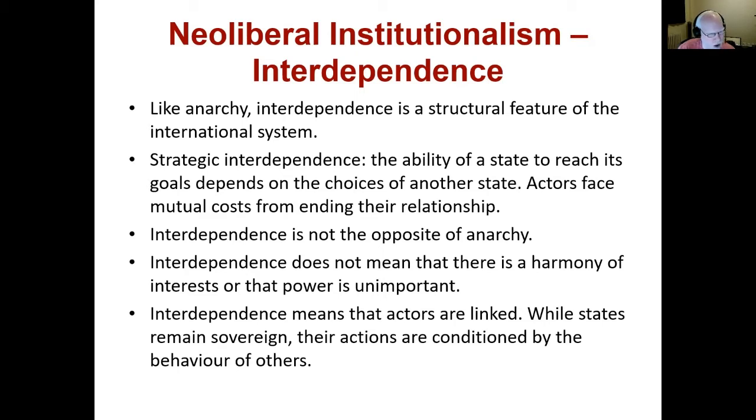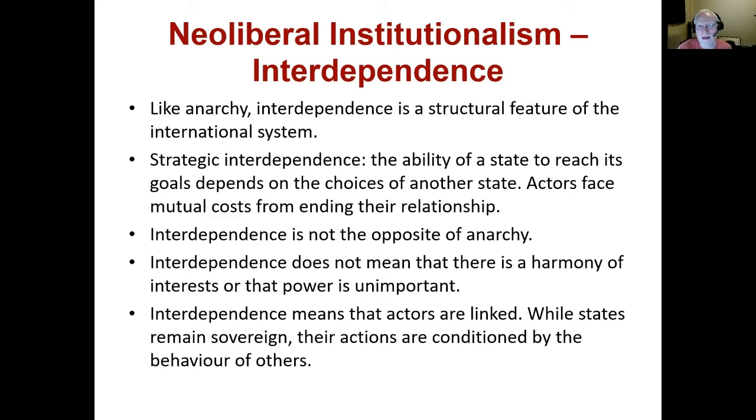Interdependence also does not mean that there's a harmony of interests or that power is unimportant. Just because states are interdependent, so the ability to get what you want depends on what others do, doesn't mean that you want the same thing. Say you want economic growth through free trade. Canada wants this with the United States, for example. Canada's ability to achieve this goal depends not only on what Canada does, but on what the US does. That doesn't imply that the US wants the same thing.